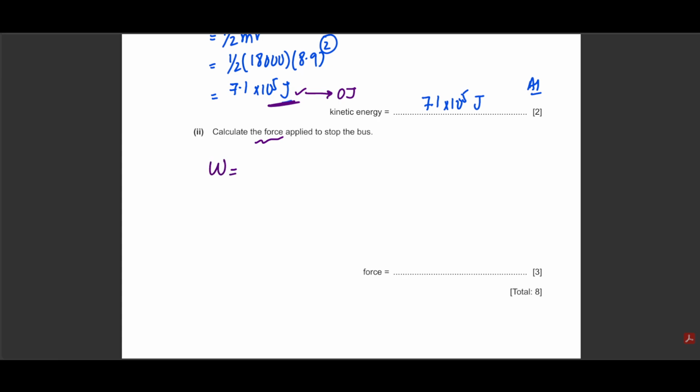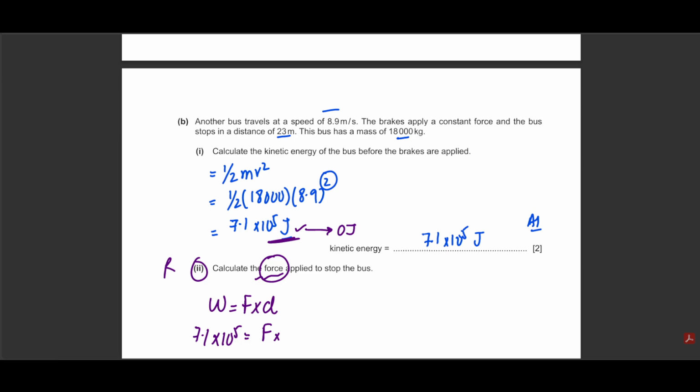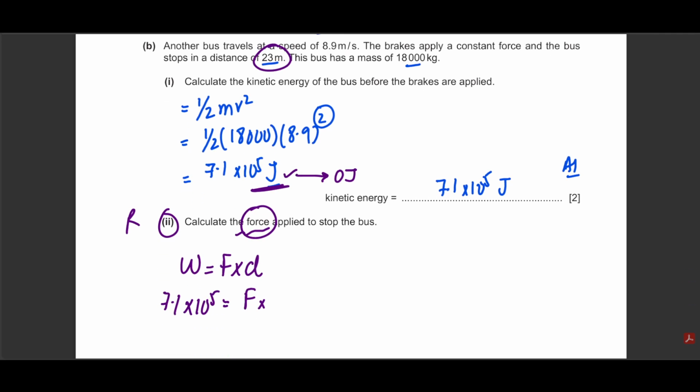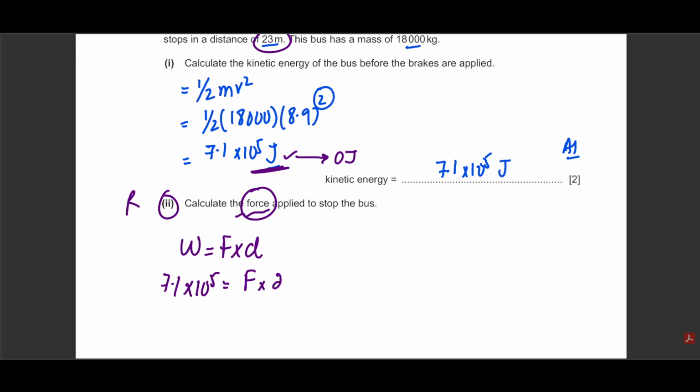So work done is equal to force into distance. Again, this is a common, repeated part. No need to fret about this. So this will be 7.1 into 10 raised to the power 5 equals force, which is what we need to find out, multiplied by the distance traveled. He has mentioned that he tries to stop within 23 meters, so it will take 23 meters to finally come to a stop. So this will be 23.